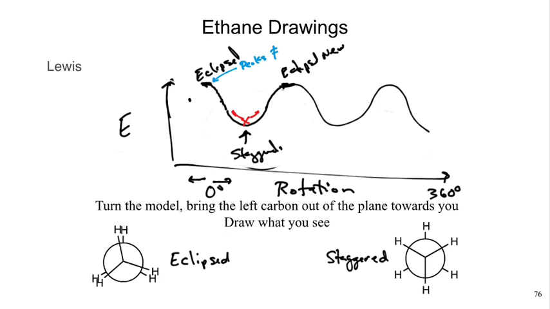Whereas if I do this, that's probably the most stable. This is probably more stable. We've got our large electron groups as far away from each other as possible.